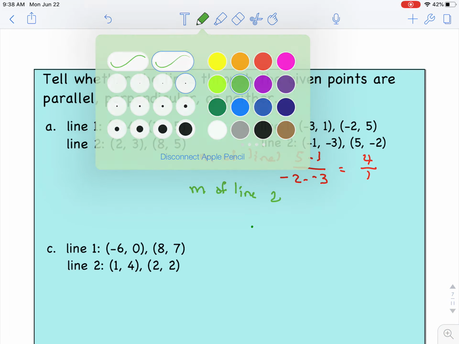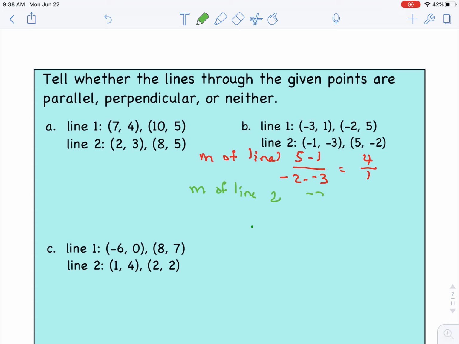So when I do that, again, I'm going to take y2, which is -2, minus my y1, which is -3, over x2 minus x1. Again, subtracting negatives, be careful with all of that, but this is going to give you 1 over 6. So what happens is my two slopes are 4 over 1 and 1 over 6. They're not the same, and they're not opposite reciprocals. So these lines are neither. They are neither parallel or perpendicular.